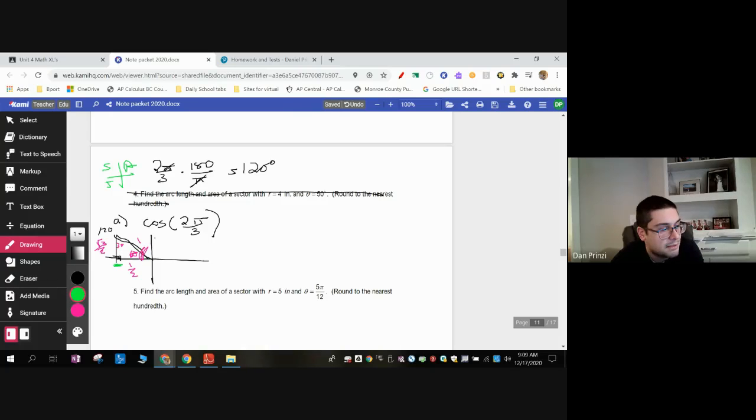Before you start the problem, let's think about this. I'm in the second quadrant, and I'm doing cosine. All Students Take Calculus. Should my answer be positive or negative? I'm doing cosine in the second quadrant.